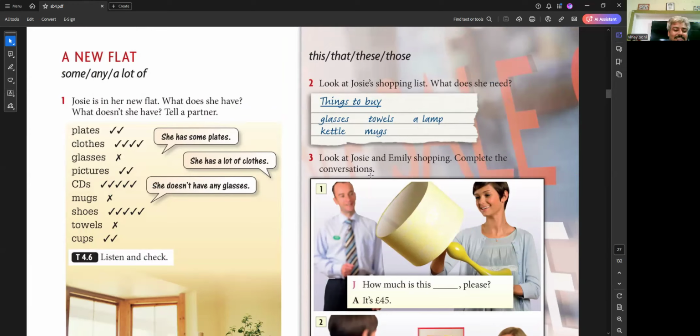So look at the page, page number 32. Can you see Emily and Josie shopping? Yeah. And there is a list as well in exercise 2. Look at Josie's shopping list. Guys, when you go shopping, do you prepare a list on your mobile or on a piece of paper? Say paper, okay? Yeah, good.